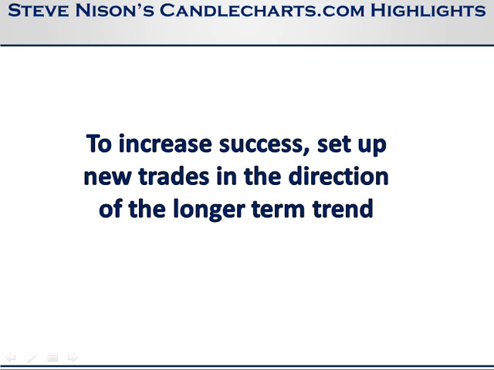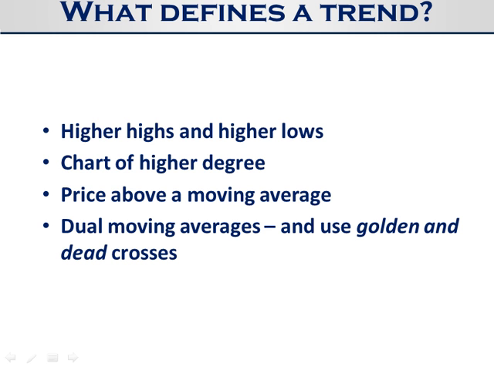And there are a few ways to define trends. One way is just looking at higher highs and higher lows. For example, if you have a bull channel, you're in a bull trend. You could look at charts of a higher degree. So, for example, if you're looking at a daily chart, you may look at a weekly chart. Or if you're looking at an intraday chart, you may be looking at a daily chart to get a longer-term sense of your trend. We could use moving averages.